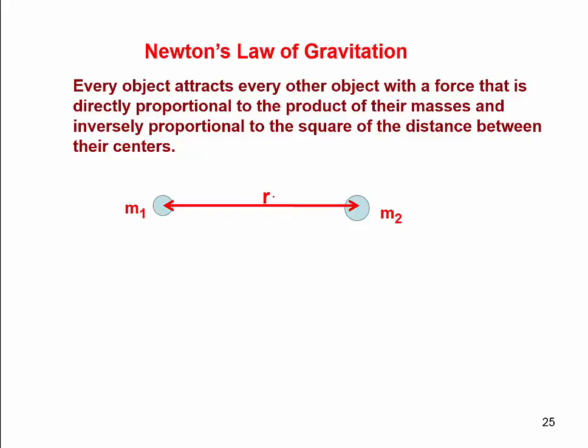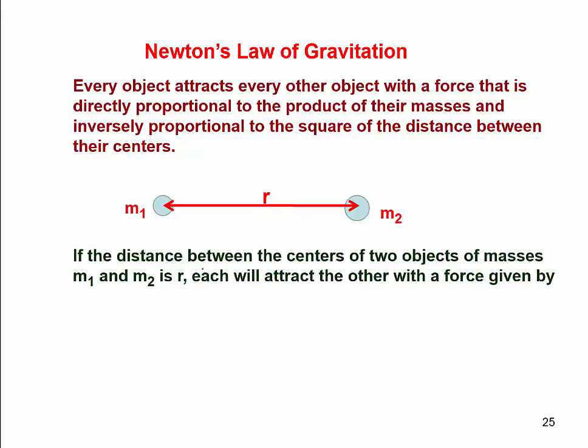How do you write that? Well, we write it like this. F is directly proportional to m1 times m2. That's the numerator, direct proportion. And r squared is the denominator, inverse proportion. What does that mean? It means when r increases, force will decrease. If you increase r, the force between them will decrease.